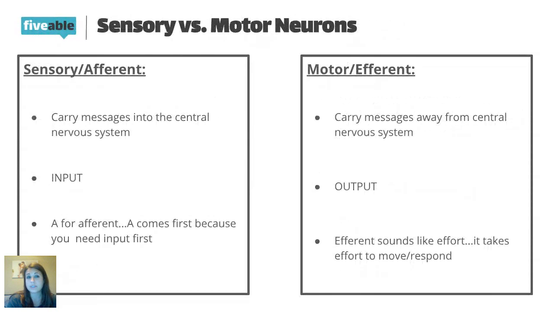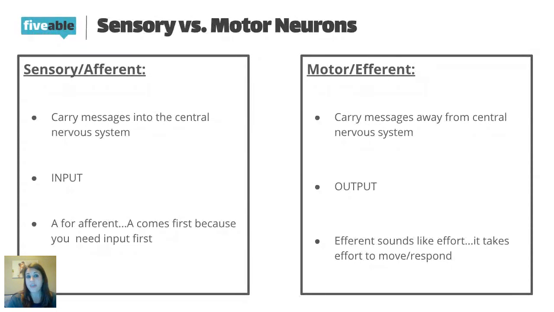And those terms I've seen used pretty interchangeably, sensory or afferent. So you just kind of have to know which is which. Then the motor neurons or the efferent neurons carry the messages outward from my central nervous system. And so that is an output message. It's my reaction to basically the sensory input that's come in.